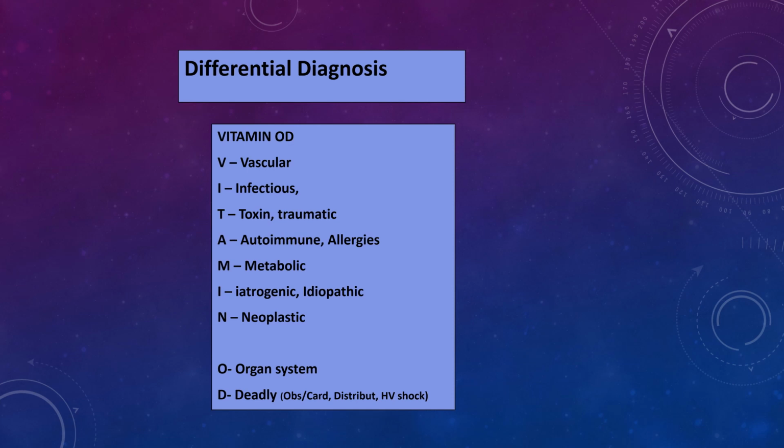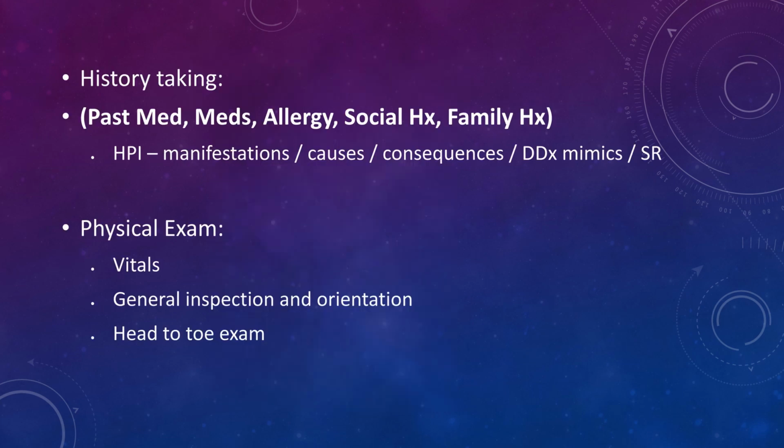I would think about iatrogenic and idiopathic causes if there's any recent medication or instrumentation. I would think about neoplastic causes, age-related. And then I would go organ system related, given that the patient presented with an organ-specific symptom. And then I would keep deadly causes of shock on top of my head while I'm assessing the patient's history and physical, which are distributive, cardiac, and hypovolemic shock.